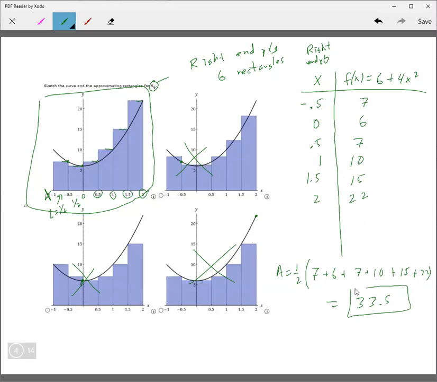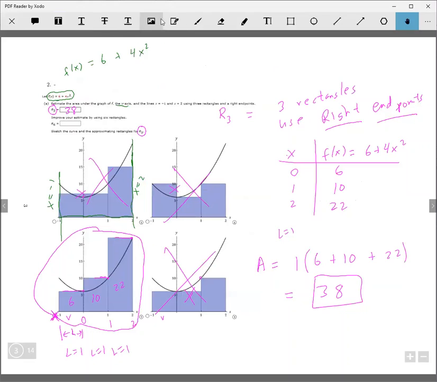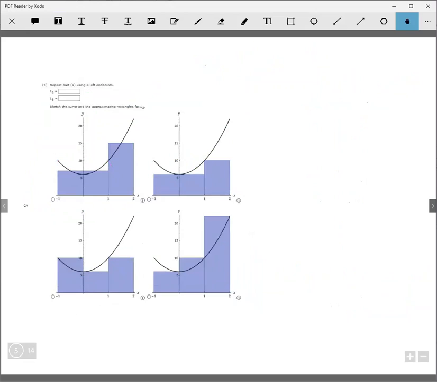So 33.5 is what I got for that one. And so that will be 33.5 for that answer there. Okay, let's go on to the next part.